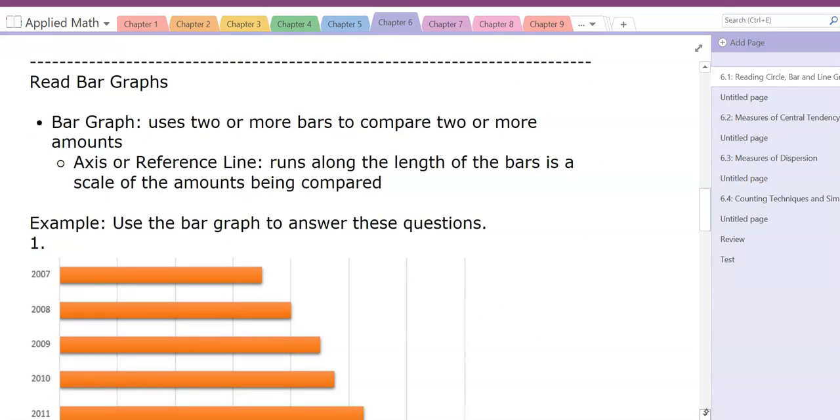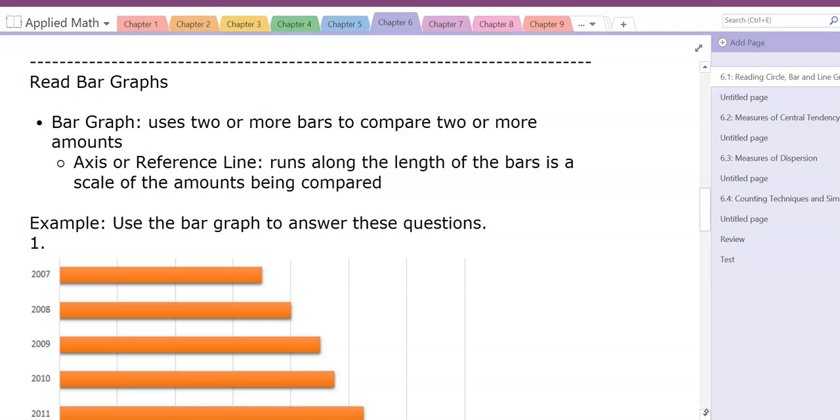To read a bar graph, you're comparing two or more amounts, and they're using two or more bars to compare them. Depending on what they're trying to compare, there could be multiple bars on the graph. For example, they might be looking at data in a workplace and want to break it down by age. You could have different bars represent the different ages of workers, and it could be about how many sick days they take, how much they're getting paid, or their level of education. We could compare across the board.